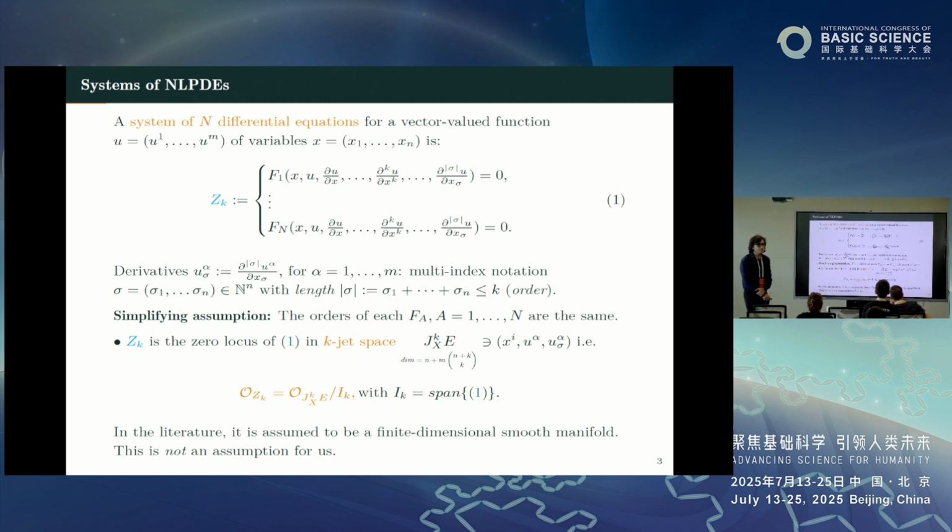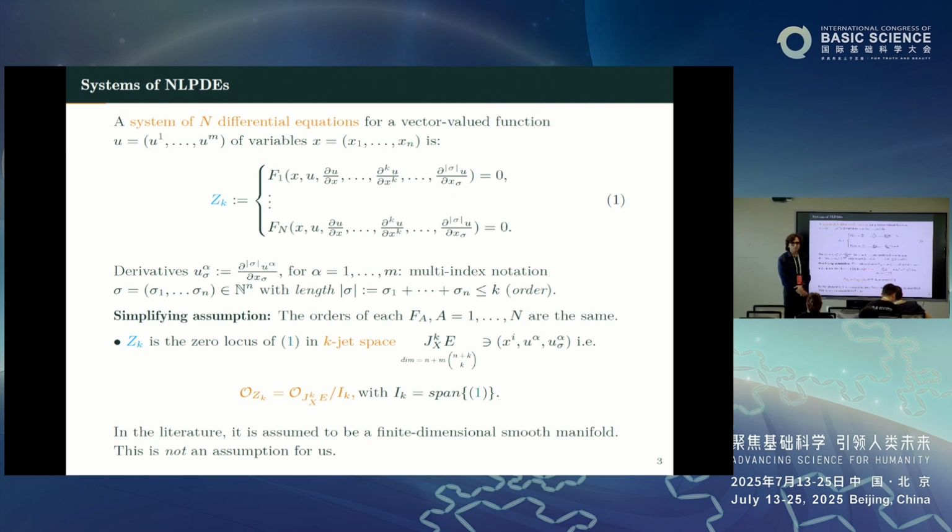If sigma 1 to sigma n are less than k, that gives me a differential equation of order k. There is this simplifying assumption for the purpose of the talk today that all of these systems have differential order k, but we don't need it. In our paper, we didn't assume such a thing. Once you do that, then you can actually ask yourself, where does this zk sit?